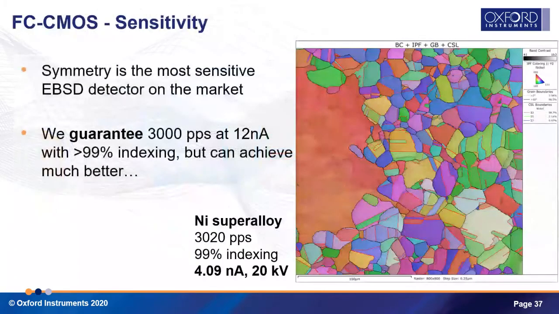So let's have a look at a few examples just to give us an idea of what's going on here. This is a nickel superalloy. We actually guarantee 3,000 measurements a second using 12 nanoamps, although we can usually do much better than that, so that's what we guarantee. In this case, this nickel superalloy was indexed at 3,000 measurements a second, more or less, and we've got a 99% indexing rate for only 4 nanoamps, and this is at 20 kV. So you can see that we've got really very good sensitivity.